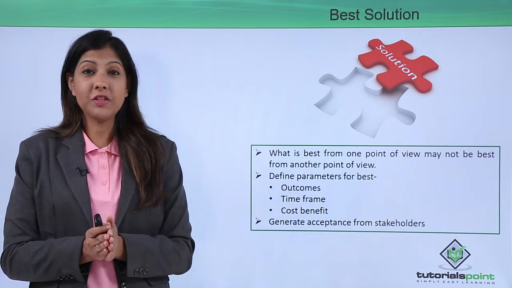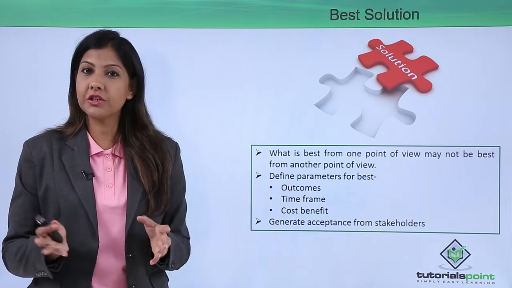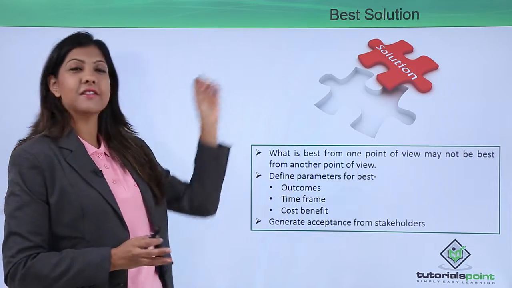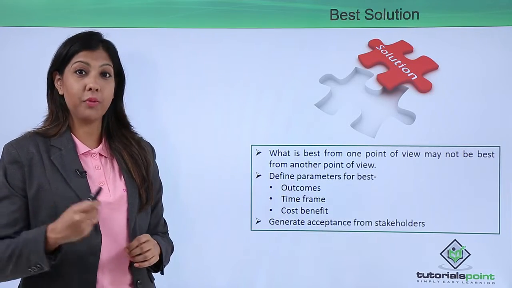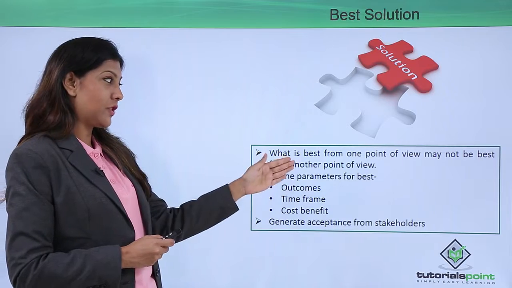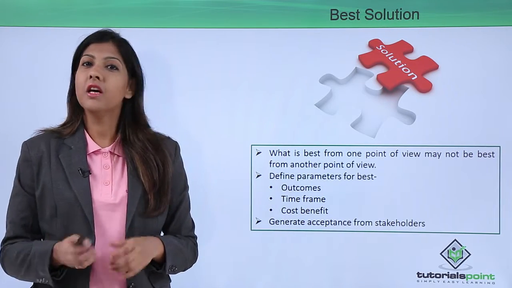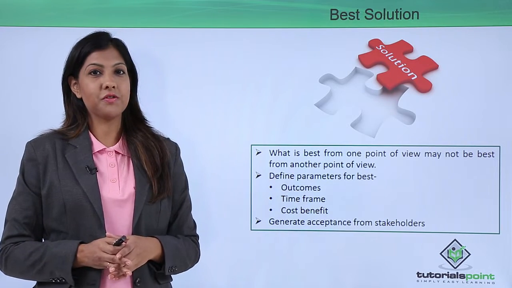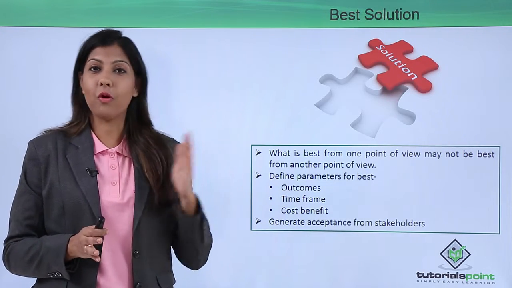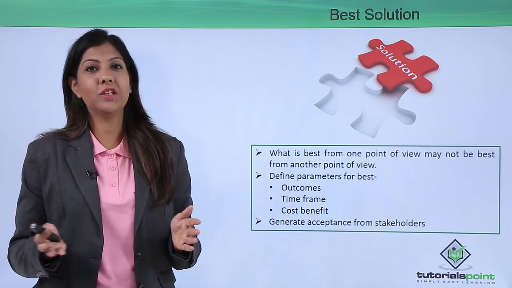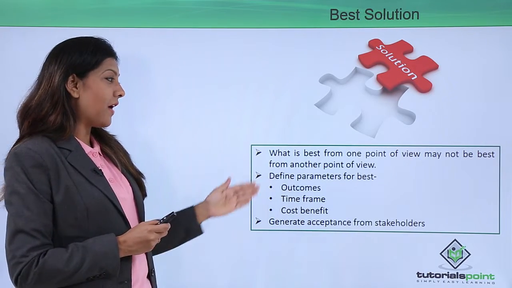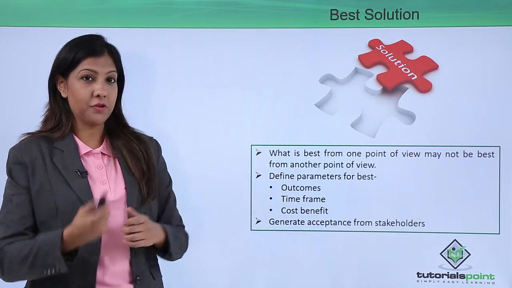Now let's look at this: once you have identified different alternatives, you need to pick the best solution for that particular problem which has come up. So what is the best from one point of view may not be from another point of view. Friends, today it's all about perceptions, how you perceive a particular thing from one point of view to the other. Define the parameters for the best options that could come up.